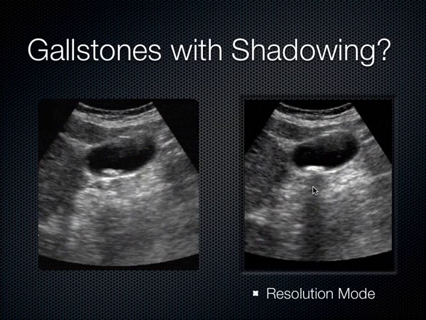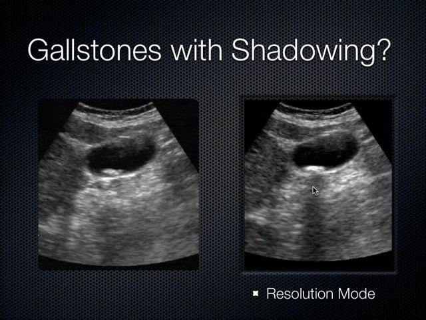And so what we did was we went up with the frequency. And remember how higher frequencies can't penetrate as far? So when you go from a low frequency to a high frequency, the sound attenuates more, and that results in a shadow being more common. And so that's all we did here, we turned up the frequency. And on the Sonosite products, when you go from general mode to resolution mode, that's like going from 3 megahertz to 5 megahertz or something. It's going up on the frequency.